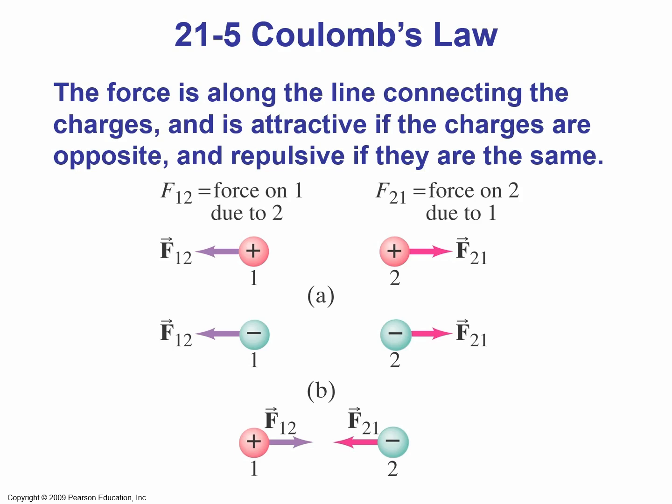So we label the forces by convention as F12, which is the force on charge 1 due to charge 2, and F21, the force on 2, the first number, due to charge 1, which is the second number here. In part A, in the middle of this slide, we have charge 1 and charge 2, both positive. The force on charge 1 on the left, which we label F12, is a vector pointing to the left. Also, we have F21, which is in the opposite direction of F12, of the same magnitude, but toward the right.